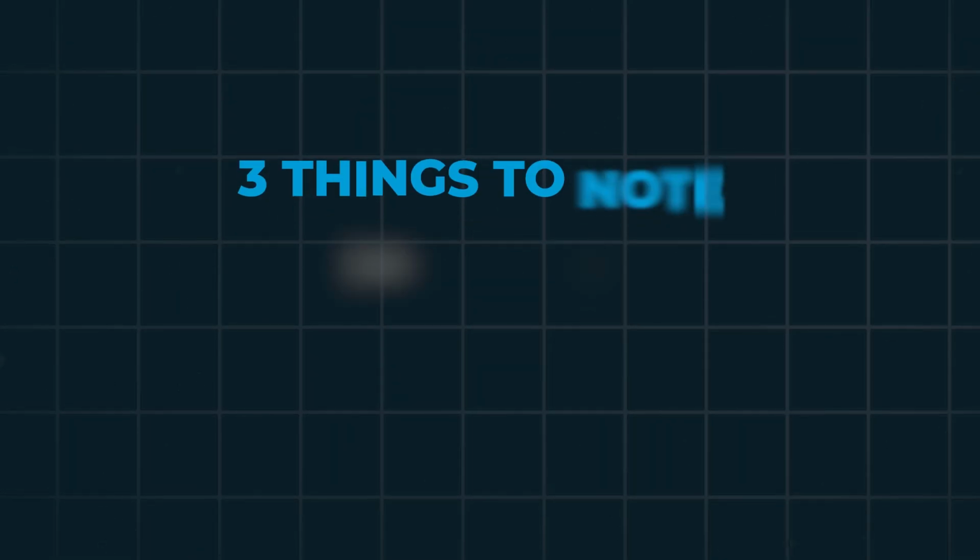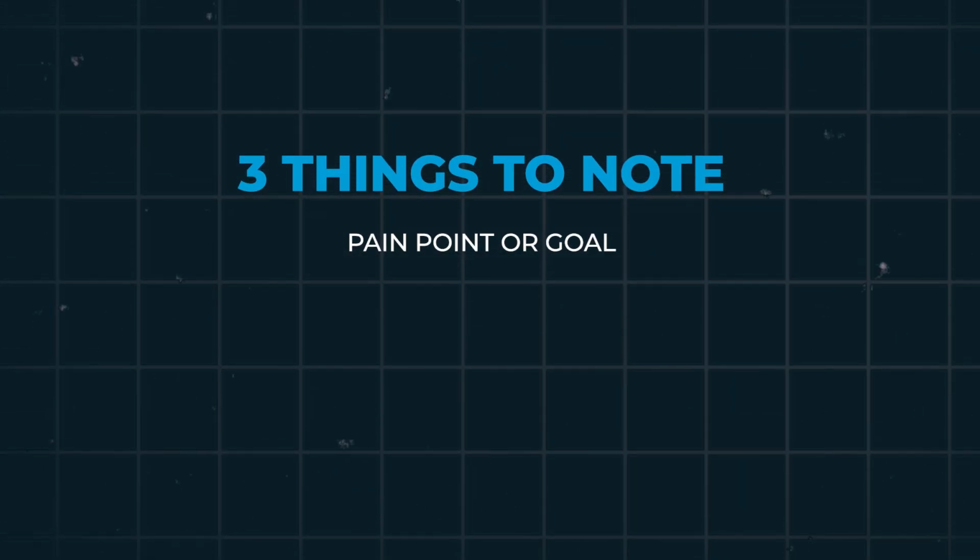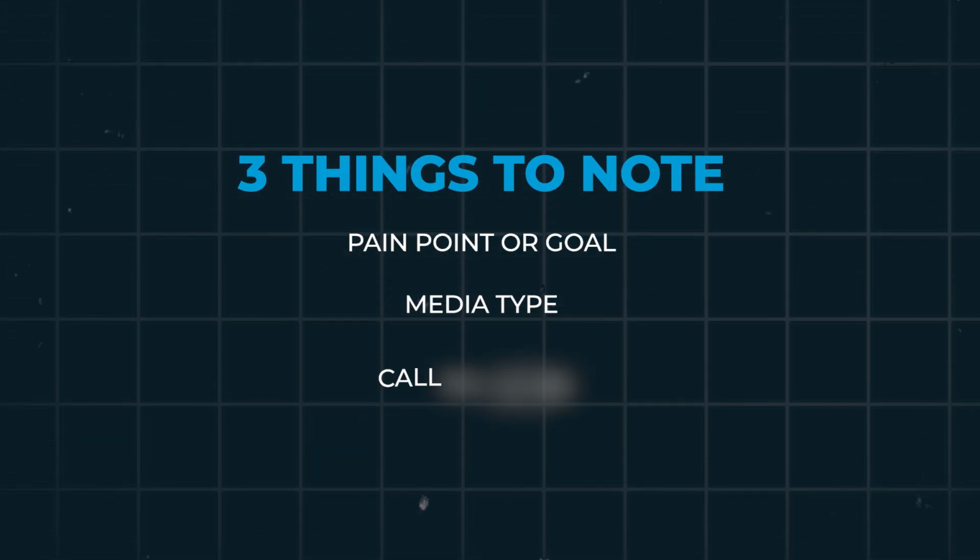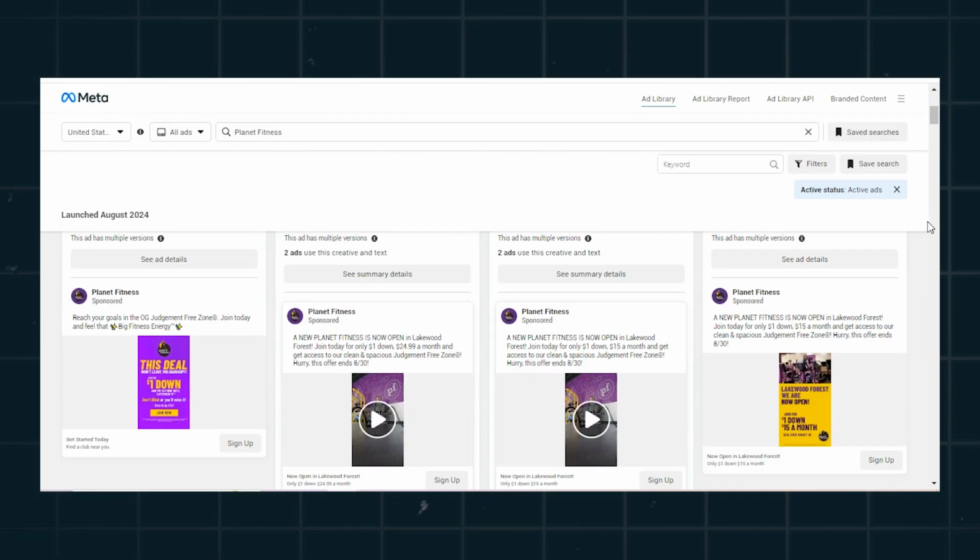Now, these are the three things I want you to take note of when you're looking at your competitors' ads: the pain point or goal they're addressing in the ad, if any, the media type, and the call to action. When I talk about pain points or goals, I mean the pain point for your customer that the product or service solves, or the goal that they have that it helps them achieve. So let's look at these ads from Planet Fitness as an example.